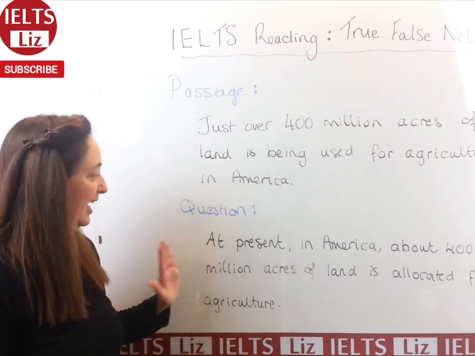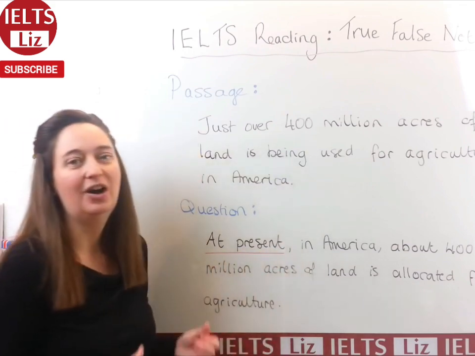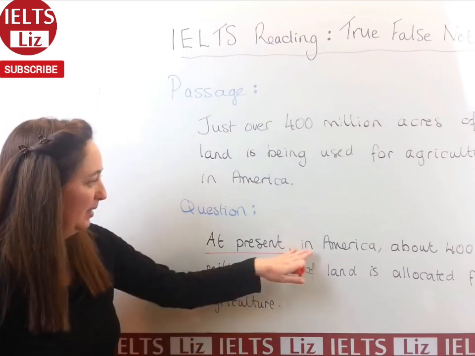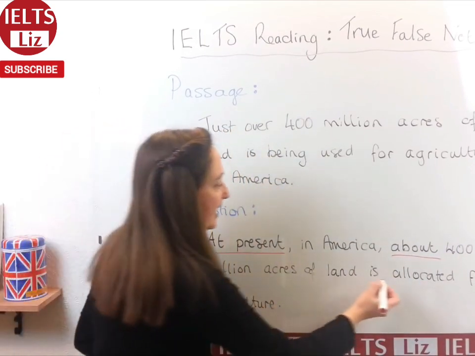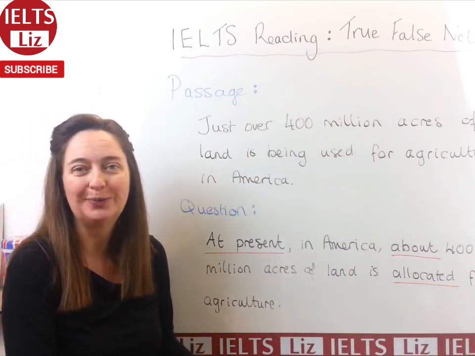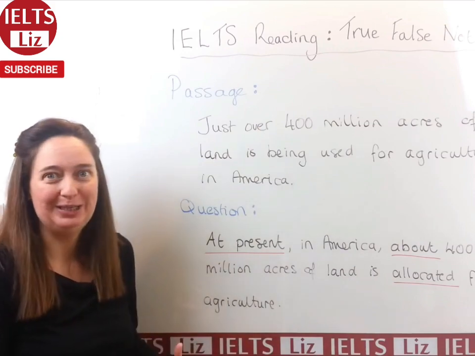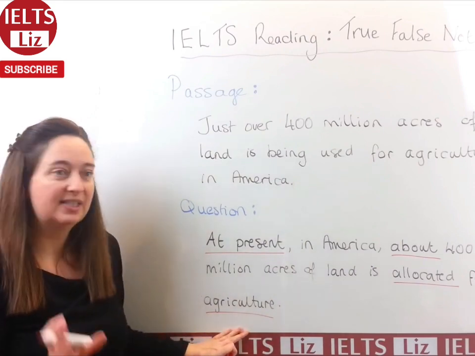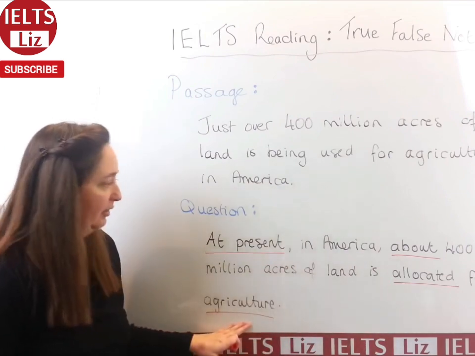Let's have a look further at the information in this statement. We've got here a time phrase: at present, right now, at this moment, currently. In America, about 400 million acres of land is allocated. Now, allocated means it's given to be used for. So that is very similar to this: used for, given to be used for. And agriculture, well, that's exactly the same. So we have similarities. In America, 400 million acres is used for agriculture.